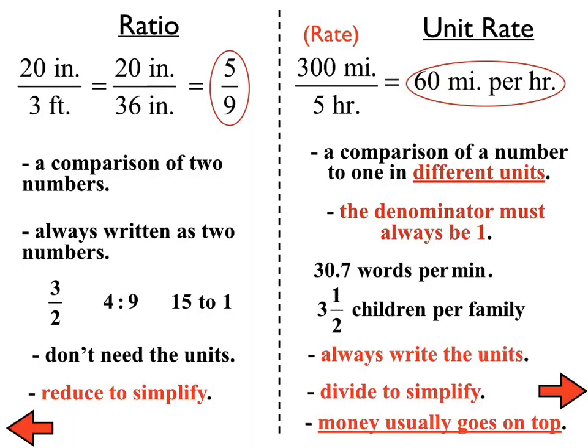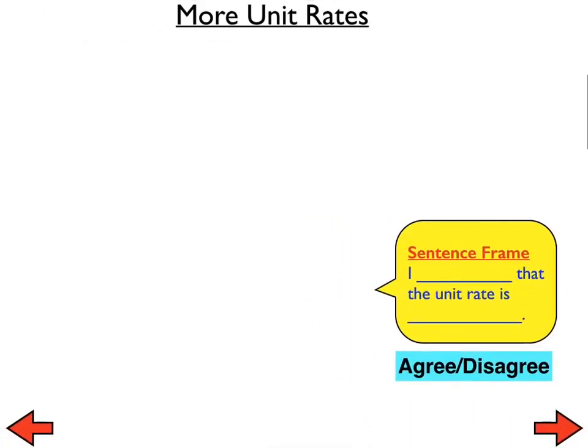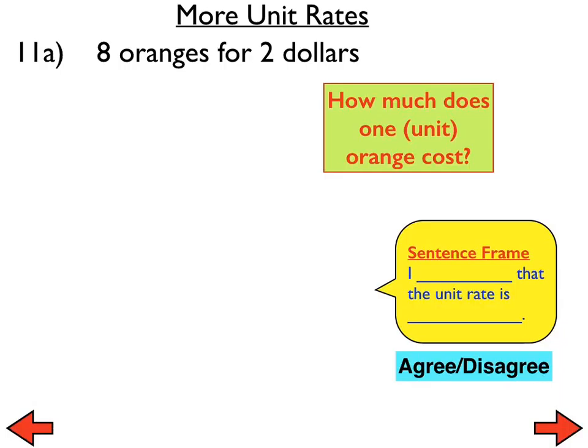With unit rates, if you are talking about money, money usually goes on top. Usually. Now I'll explain. So let's talk about money. If I have 8 oranges for $2 and I want to know the unit rate of this, the question is really asking, how much does 1 unit or 1 orange cost? So go ahead and write that again. Write this down so you know what you're talking about. How much, which is money, per orange?